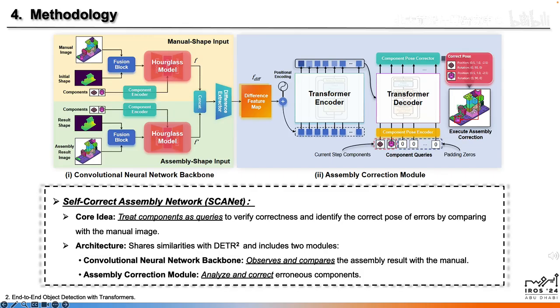The overall architecture of our method is inspired by the DETR model and consists of two main modules, the CNN backbone and the assembly correction module. The CNN backbone is primarily responsible for identifying and comparing discrepancies between the assembled result and the assembly manual image. Meanwhile, the assembly correction module focuses on analyzing and correcting the erroneous components.